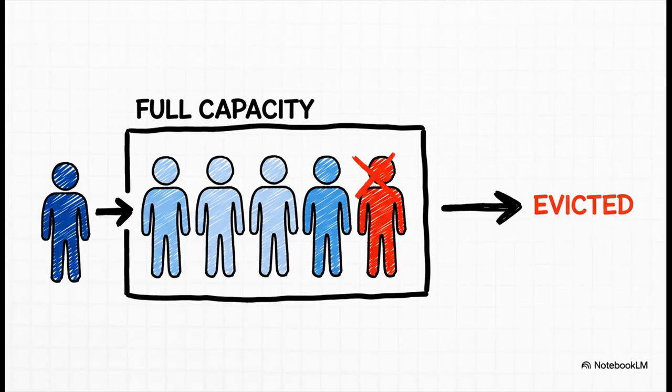Right, but what happens when the line is totally full and a new person, let's call him David, shows up? There's no space. Well, the rule is simple. The person who's been languishing at the very back of the line for the longest time, our least recently used person, has to leave. That frees up a spot, and David can go right to the front. And that right there is the core logic of LRU in a nutshell.